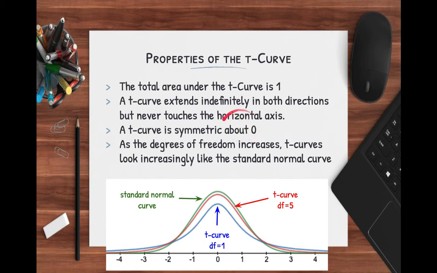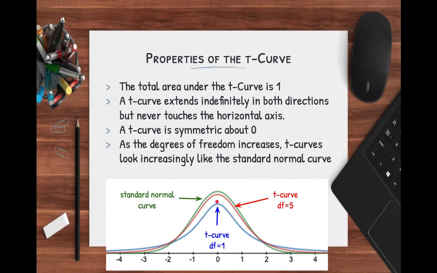So the standard normal curve is symmetric around 0. Any other normal curves are symmetric around their mean. The t-curves are all symmetric around 0, so we don't need that bit of information. A t-curve is a t-curve is a t-curve. It's symmetric about 0. It's only changed by the degrees of freedom.